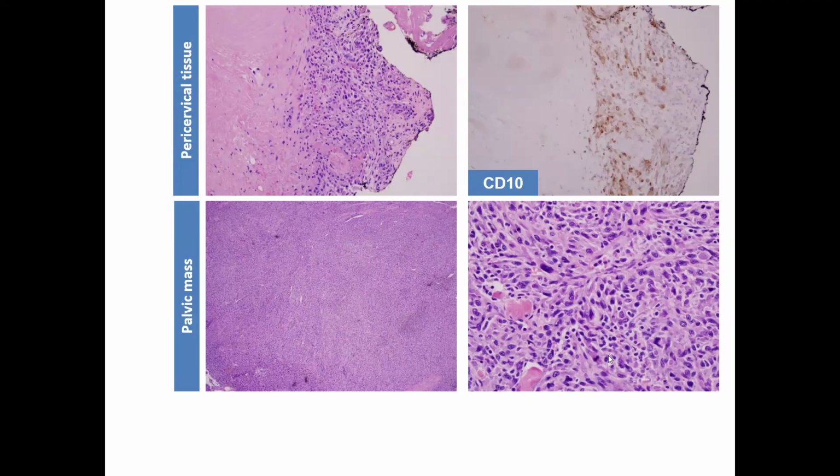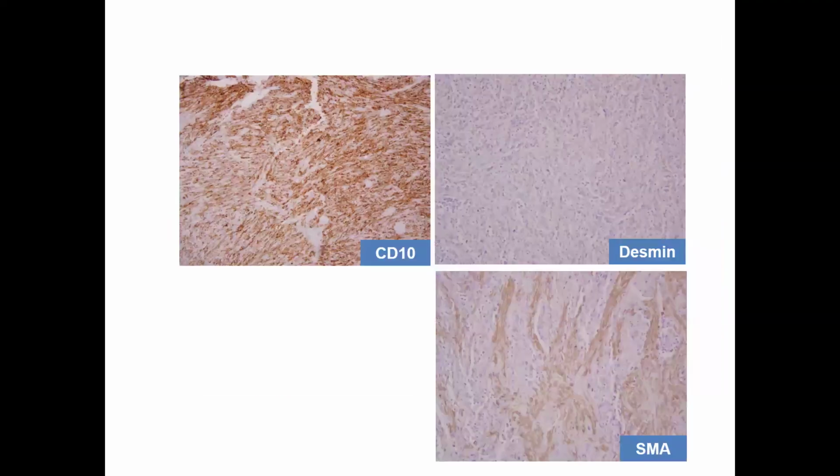Yeah, we have mitosis. And that's how an ESS should look. By immunohistochemistry, a low-grade ESS will be CD10 positive. And if you do desmin and SMA, usually they are negative.